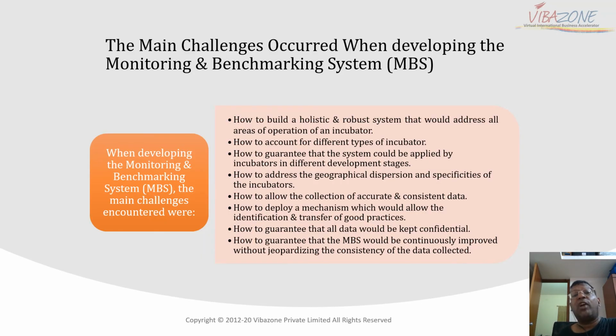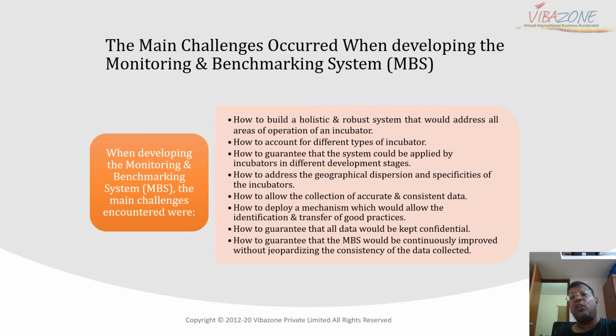The main challenges occur when developing a monitoring and benchmarking system: how to build a holistic and robust system, which is very important in your operations. Secondly, how to account for different types of incubators. Every incubator is different depending on the sector they're working in, the types of startups they're looking at, and the location they are in. How do you guarantee the system will be applied by incubators in different development stages? That will also make a difference. As I said, geography makes a difference.